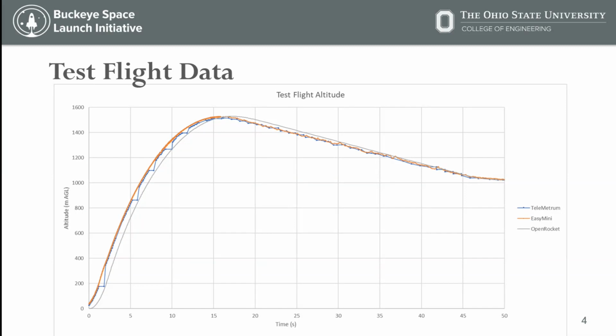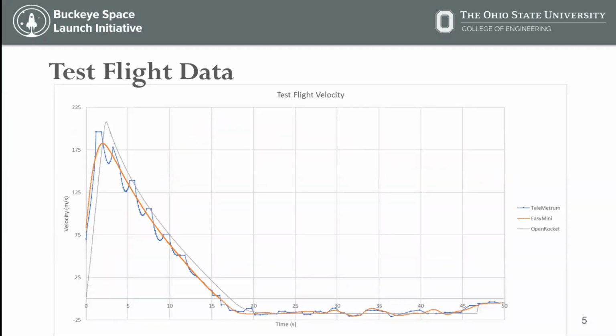And then, like I said before, the experimental data from this comes from pressure sensors. Going to the velocity readings, these come from the integration and the differentiation methods on the acceleration and pressure sensors. Again, the blue jagged line is from the TeleMetrum. The orange line is from the EasyMini. The straight gray line is from OpenRocket simulation. Percent error on this from the EasyMini to the OpenRocket is about 8%. Notice the jaggedness of the TeleMetrum sensor, and note that velocity isn't directly measured, it's inferred from other data.